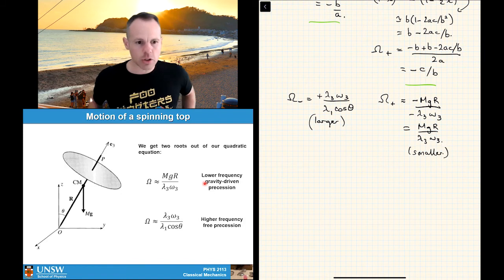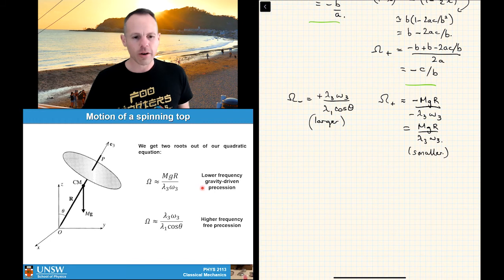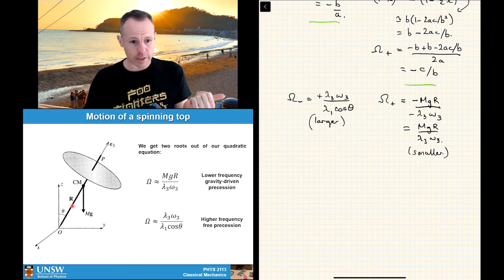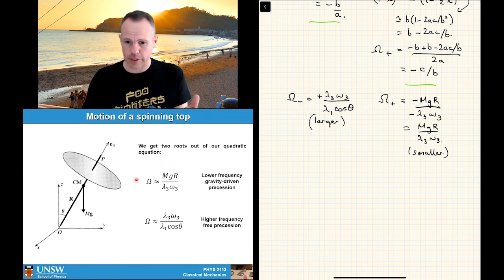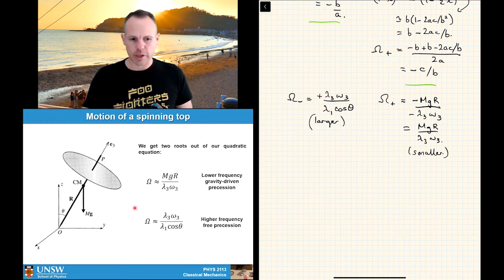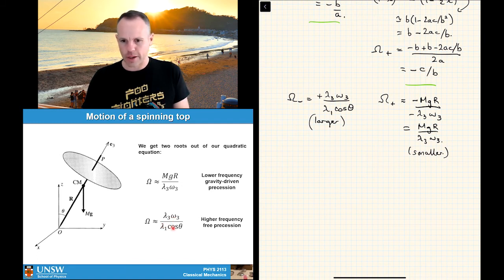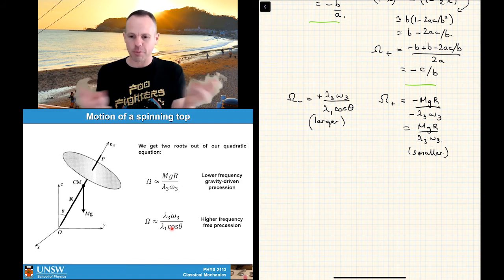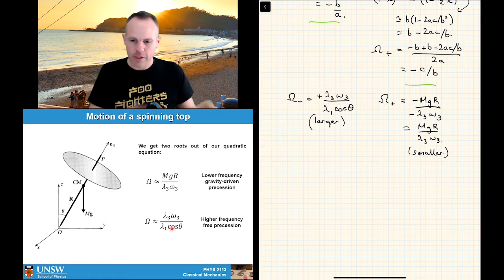And if we just stop for a second and have a quick think about this, what we've got out of one single problem is both of the types of precession, right? We had the precession that we had in the last lecture, lecture 14, where we had a gravitational force. So we've got a lower frequency, because it's the smaller of the two roots here, lower frequency gravity-driven precession. And then we've got a higher frequency precession in here that's got no force terms in it, right? It's got lambda 3, omega 3, lambda 1, cos theta in it. And so this is the free precession that we saw in the first half of the lecture. And both of these things pop out neatly when you construct the problem properly. Okay, so slightly more advanced problem now.